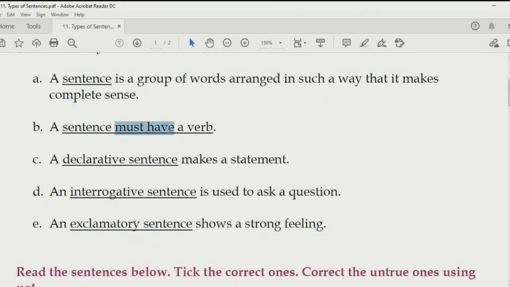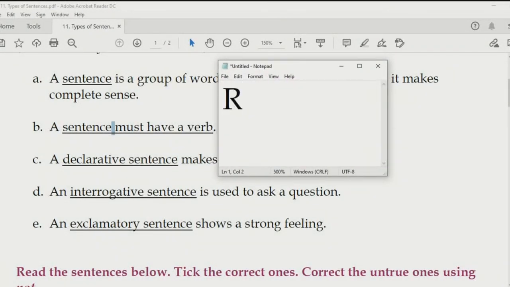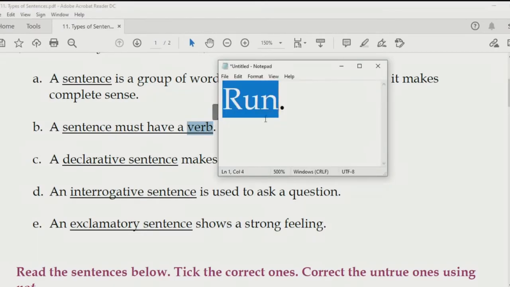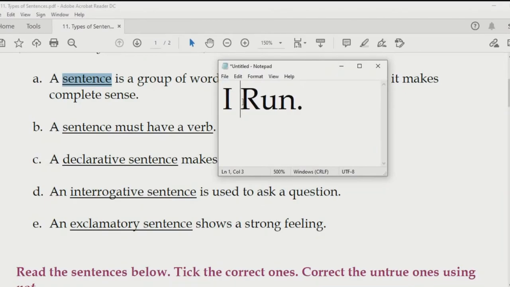A sentence must have a verb. Very important to know. A sentence must have a verb. Students, just for your information and just for an example, I will give you a sentence. Just read this. You may be thinking, where are words? But this also can be considered as a sentence. Why? Because it has a verb. Run is a verb. If you put another letter over here, I run, it becomes a complete sentence because we have the subject and also the verb.